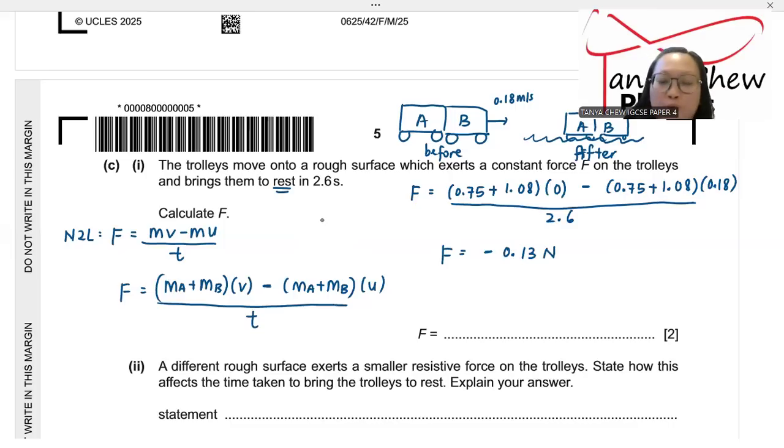So for the final answer, whether you put in the negative sign or not would not affect your mark, because the constant force that brings the trolley to rest is called the resistive force. I will put in the negative, just so you don't get confused: 0.13 newton.